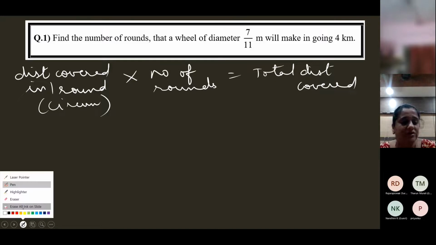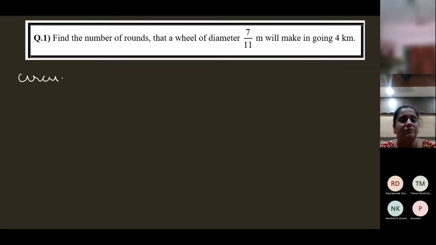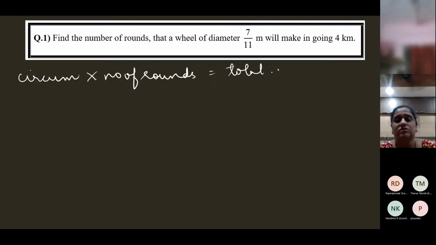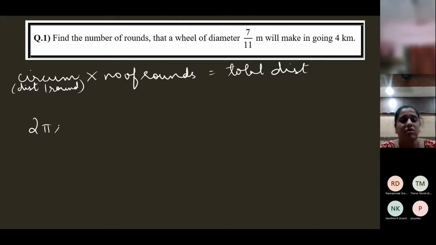So what is the formula? Circumference of the wheel into number of rounds is equal to the total distance. And what is the circumference? It's the distance covered in one round, into number of rounds is the total distance. Now, what's the circumference? 2 pi r. What is the circumference of the wheel? 2 pi r, into number of rounds, which you should find. And what's the total distance?